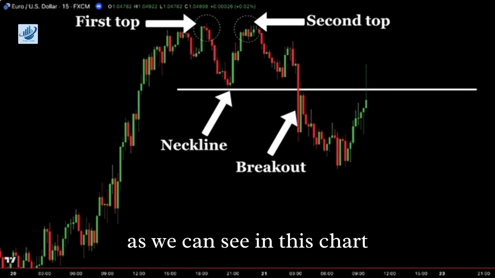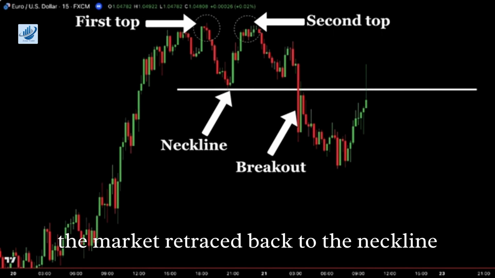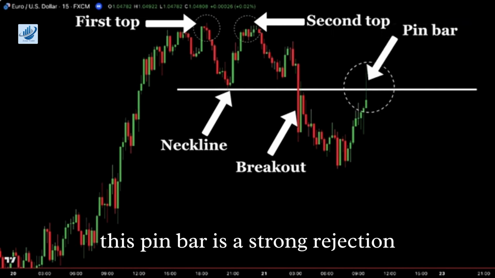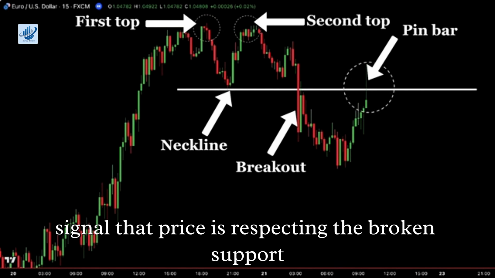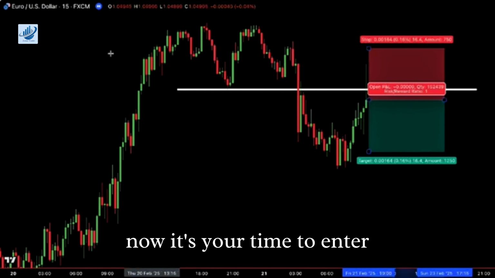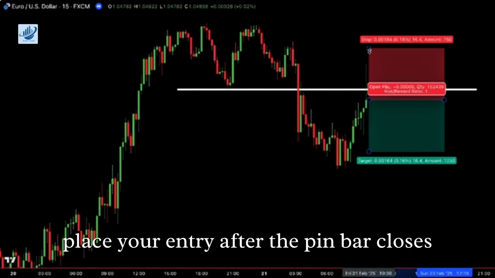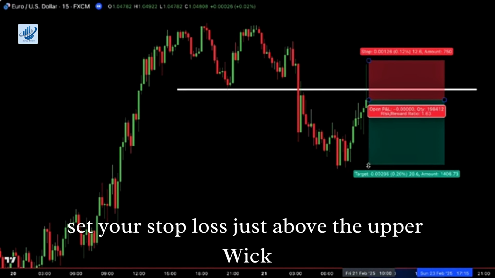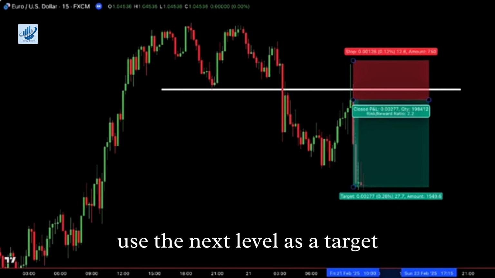As we can see in this chart, the market retraced back to the neckline, and a nice pin bar candlestick formed at this key level. This pin bar is a strong rejection signal that price is respecting the broken support and is likely to continue downward. Now it's your time to enter. Place your entry after the pin bar closes above its high. Set your stop loss just above the upper wick. Use the next level as a target.